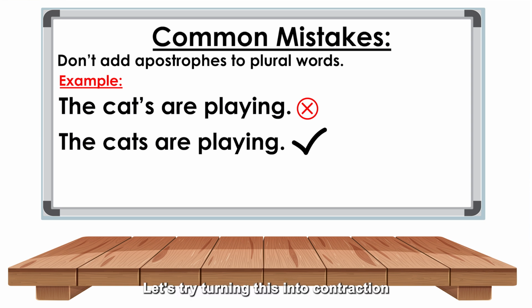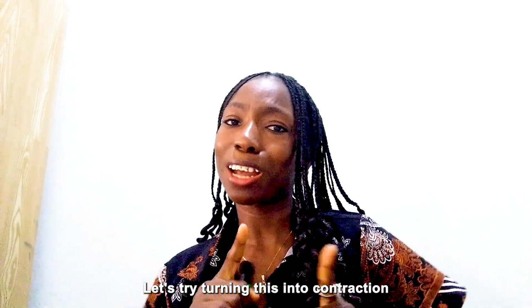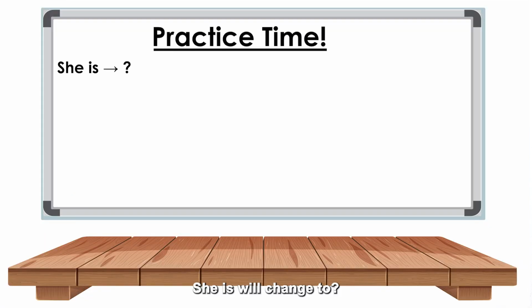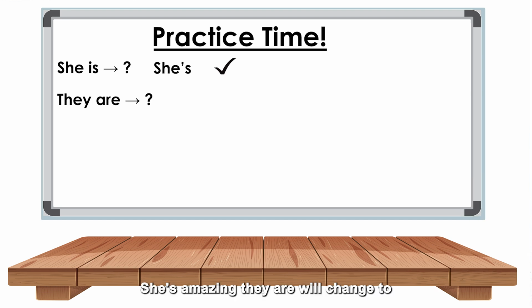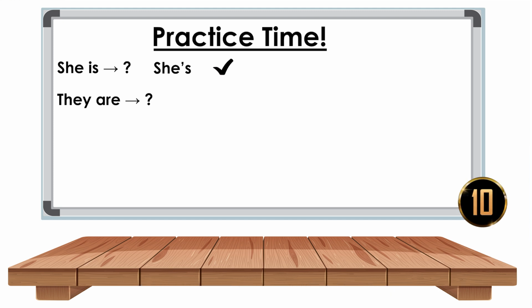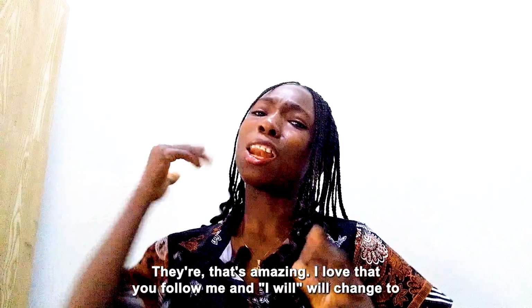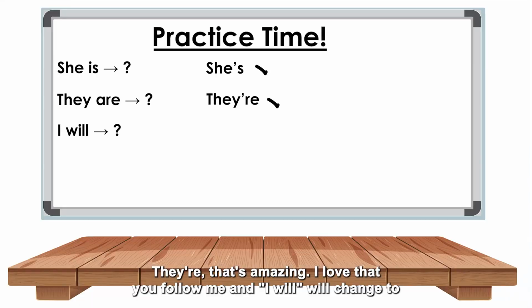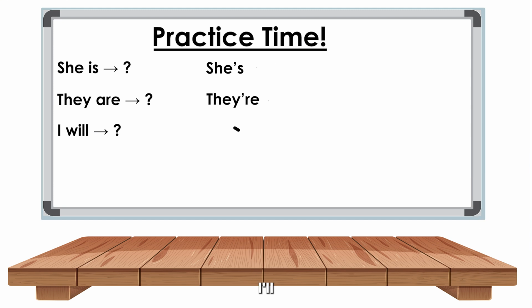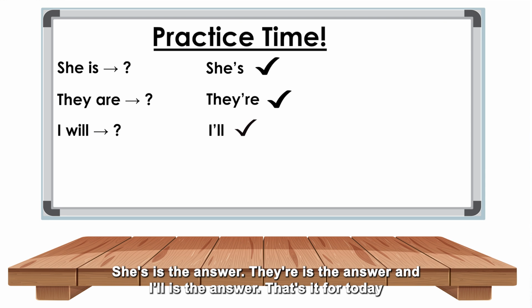A practice time. Let's try turning these into contractions. She is will change to? She's amazing. They are will change to? They're amazing. I love that you're following me. And I will will change to? I'll. You know, she's is the answer, they're is the answer, I'll is the answer.